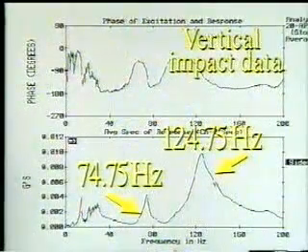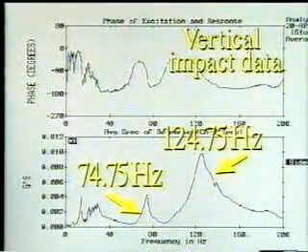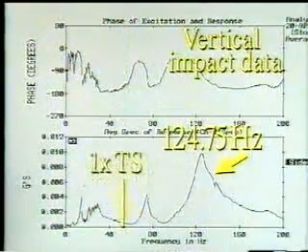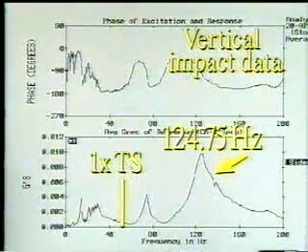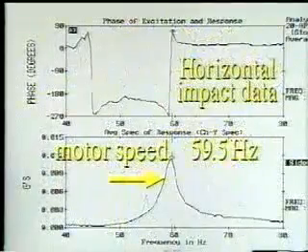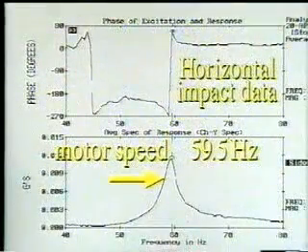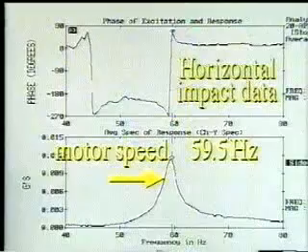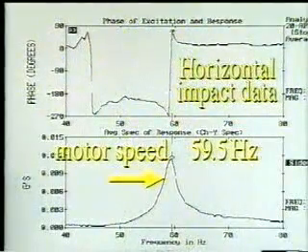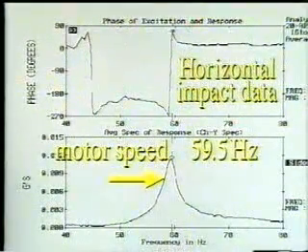The data from the impact test in the vertical direction does not coincide with the 1 times turning speed of the motor from the initial data. When the horizontal impact data was gathered, it became apparent that the 1 times turning speed was exciting the resonant frequency in the horizontal direction.